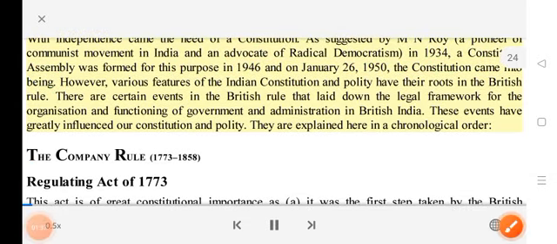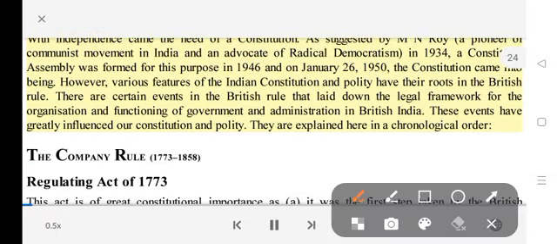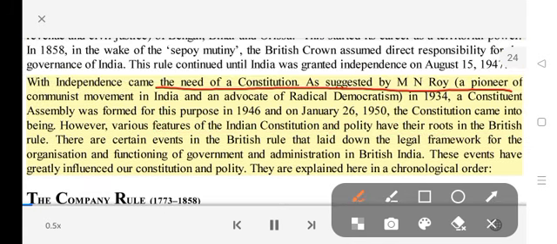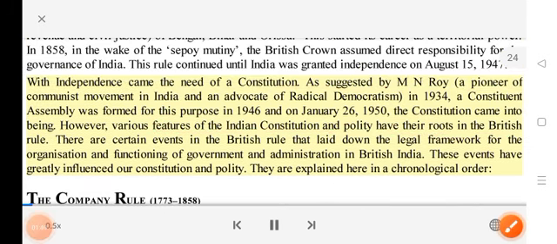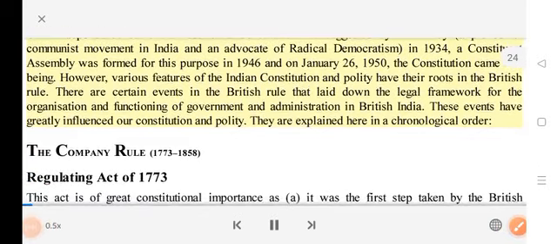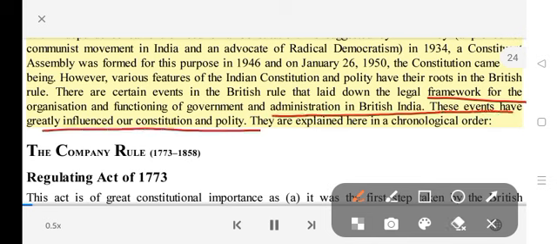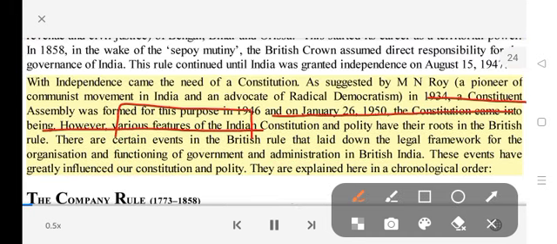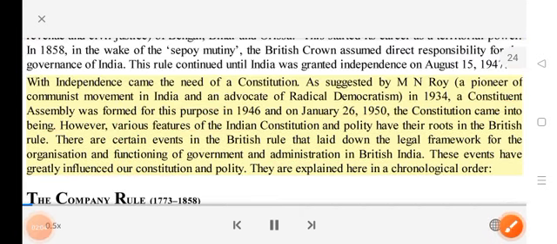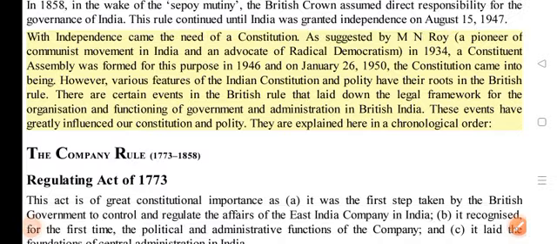However, various features of the Indian constitution and polity have their roots in the British rule. There are certain events in the British rule that laid down the legal framework for the organization and functioning of government and administration in British India. These events have greatly influenced our constitution and polity. They are explained here in a chronological order.